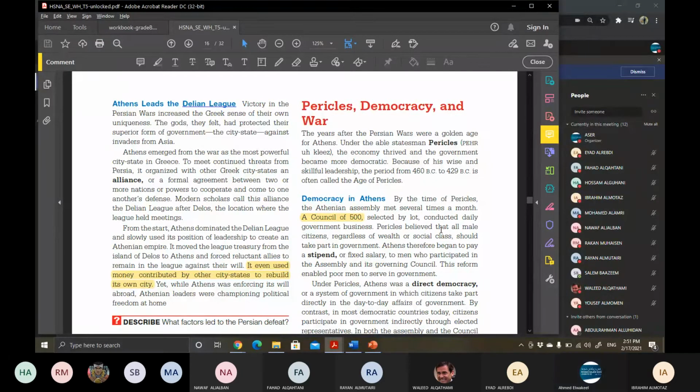Wait, one second. There's the Delian League and what league? The Peloponnesian League. And who heads the Peloponnesian League? It was headed by Sparta. And Sparta, with the other city-states in the Peloponnesian League, defeated Athens along with the other city-states in the Delian League.